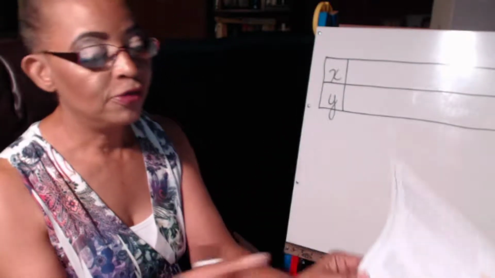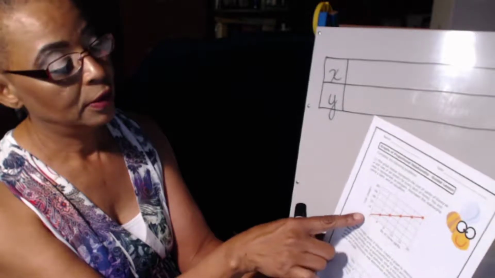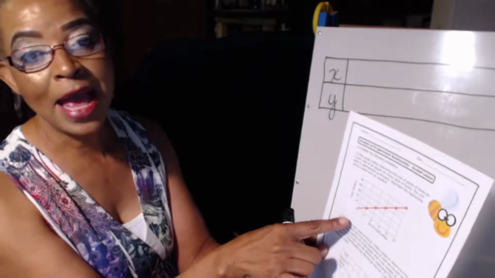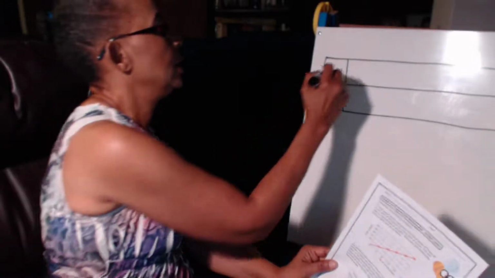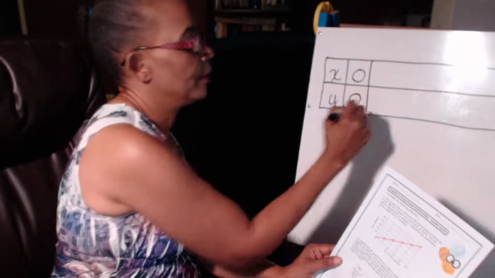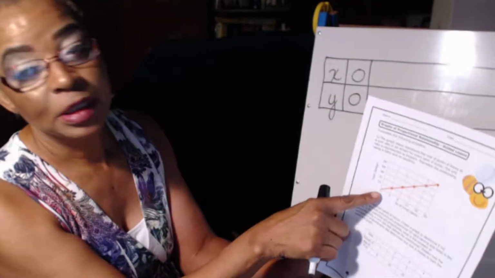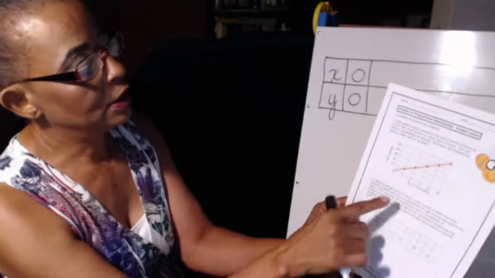So our first point is at the origin, where the x and y axis meet, which is called the origin. So that would be 0 for x and 0 for y. Although they did not put a dot there, I'm choosing to include that.